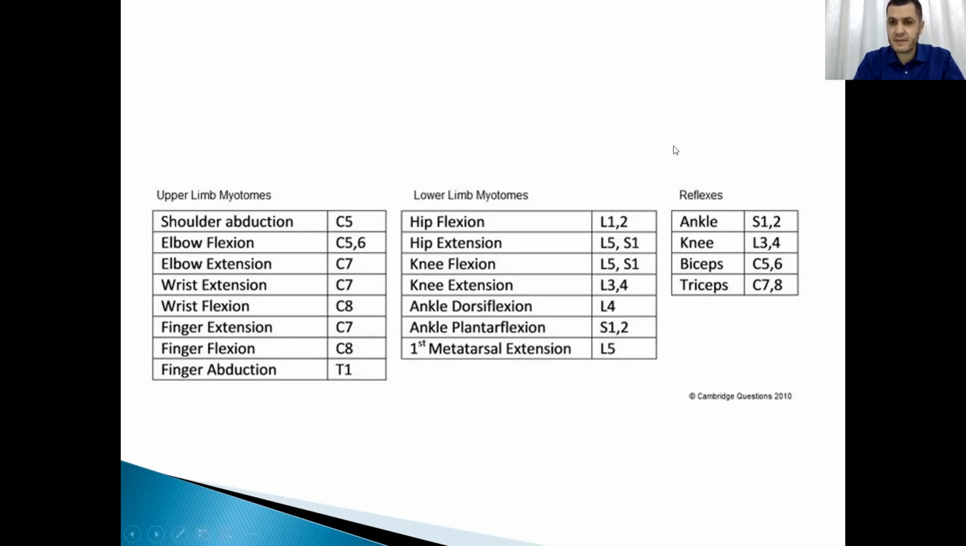Again, for the reflexes, it's critical to know. We have the ankle reflex, which is S1 and S2. Knee reflex is L3, L4. Biceps reflex is C5, C6. Triceps reflex is C7, C8.